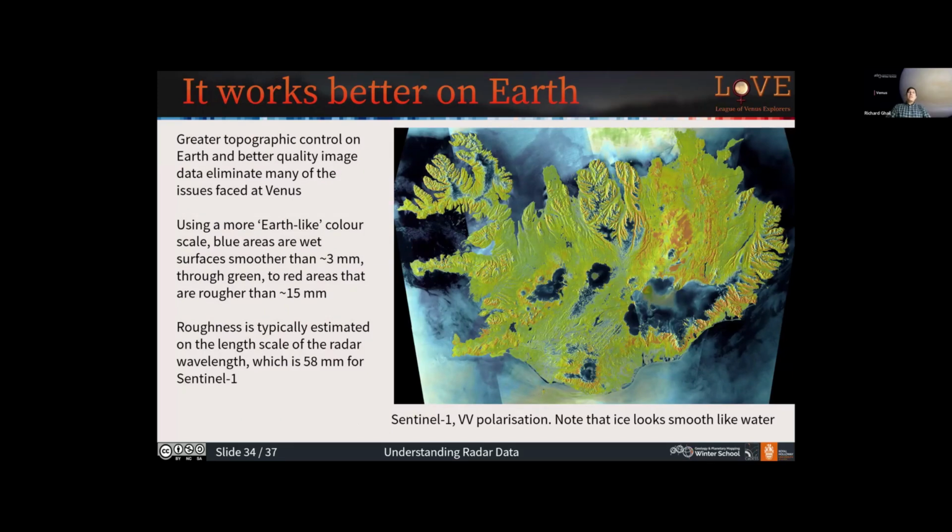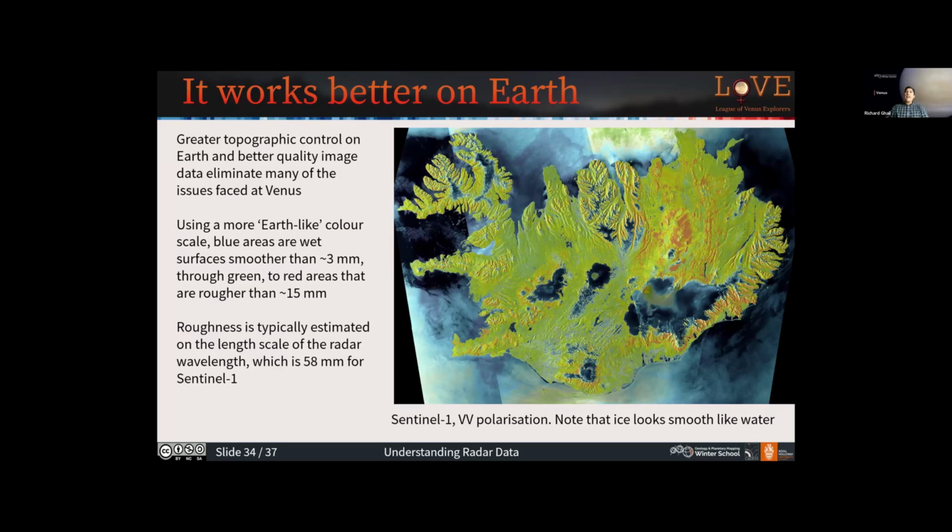And the reason I show this is actually to highlight the fact that the radar image is composed of slope and roughness. You'll notice that in the center of Iceland, across the middle part, there are a series of blue areas that look like the sea. Those are ice areas. They're very smooth. The darker the blue, the smoother the surface.